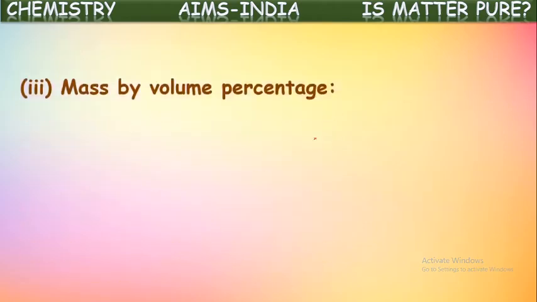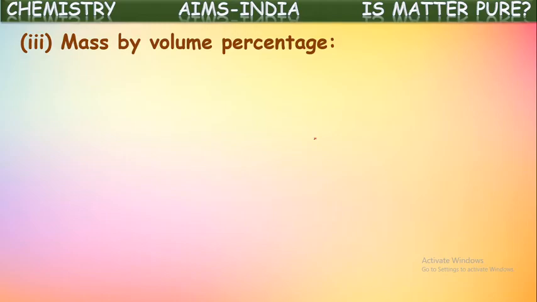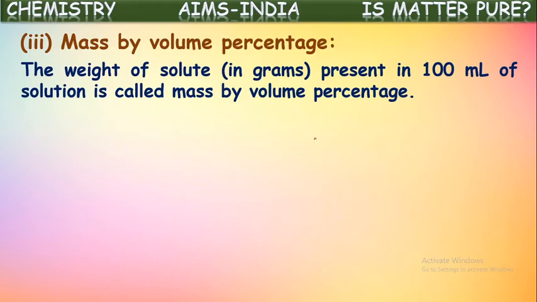Next, one more expression, that is mass by volume percentage. It can be defined as the weight of solute present in 100 ml of solution. Generally, this expression is used when the solute is a solid substance and the solvent is a liquid substance, and finally they form a solution. Then this mass by volume percentage expression is used to calculate the concentration of the solution.